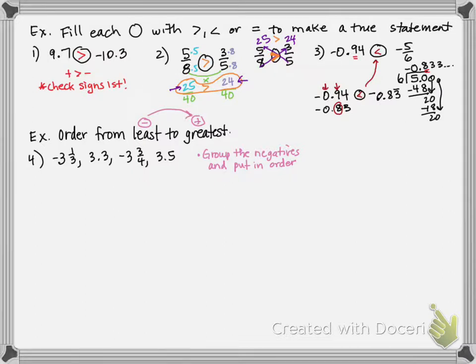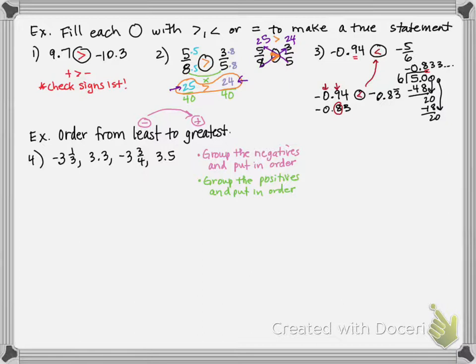Now, if it's the other way, greatest to least, we start with the positives and we end with the negatives. So it's kind of a reverse number line. Okay, so that's the first thing I would do. And then the second thing I would do would be to group the positives and put in order. And I think you guys saw me demonstrate that in class.